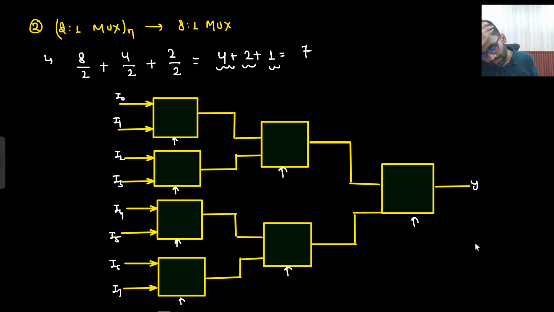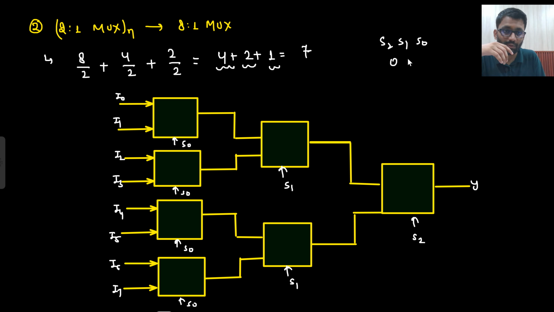Now which one will be what? There are 3 select lines, right? S0, S1, S2. S2 will always be near to the output. So this will be S2, this will be S1, and these will be S0. Why is that so? Let's look at this. S2 is the MSB, then S1 and then S0.